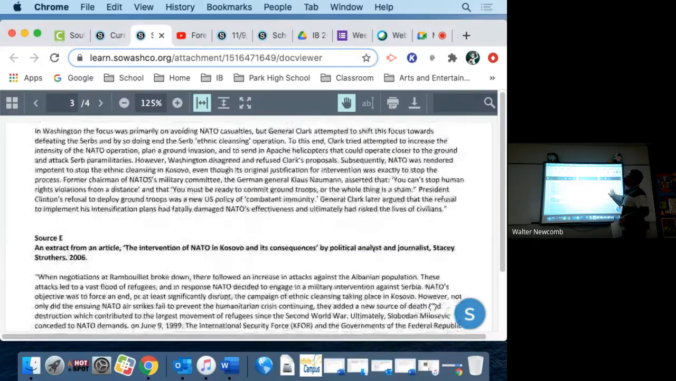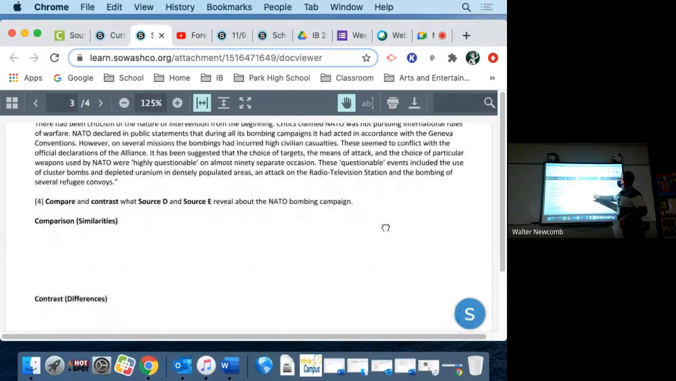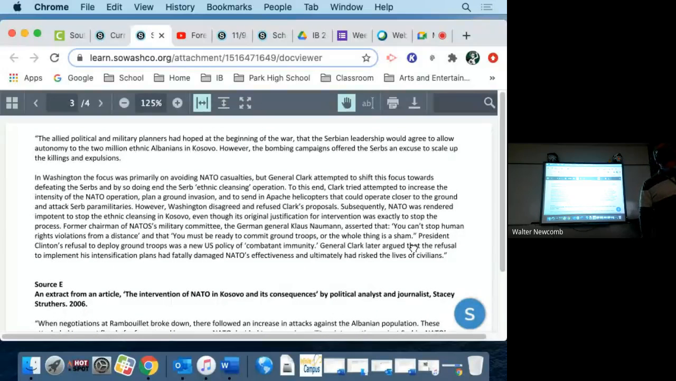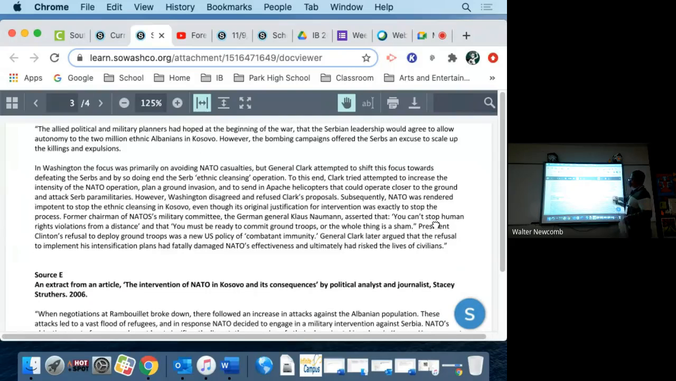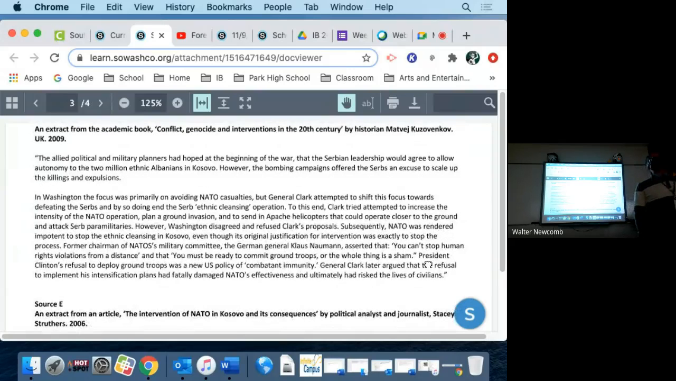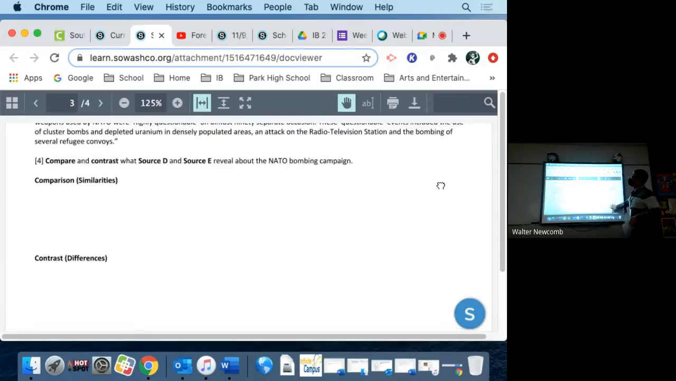All right, so what we have here is source D and E. Both of them are going to deal with the NATO bombing campaign. So there's going to be some similarities and differences related to it, and we want to look at what it reveals about it. They come out in 2006 and 2009, so almost a decade after the throwdown in Kosovo. Both of them are done by scholars of some sort. I mentioned that just in case we have to stretch it to find the compare and contrast. But I think we could possibly find 2 to 3 statements. We're going to create 2 paragraphs, one on the comparison and one on the contrast, if we can.